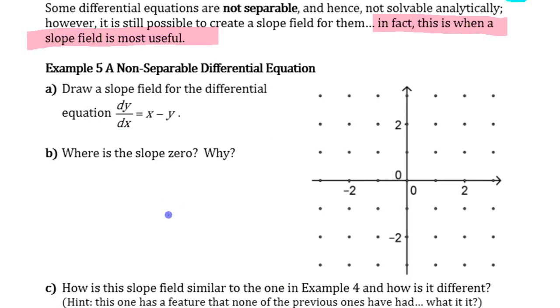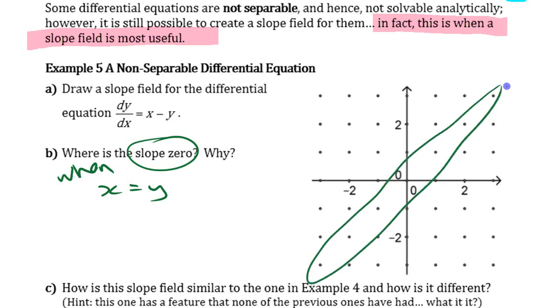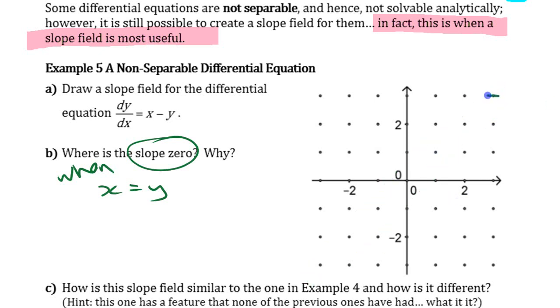So hopefully you managed to draw something. I think it's easiest to look for where it's easy to draw the line. That's why I said where is the slope 0. The slope's going to be 0 when x equals y, right? So when x equals y, it's along here, right? So anywhere along there, the slope's going to be 0. So you can draw lines here. I should be using a ruler to really make this clear.